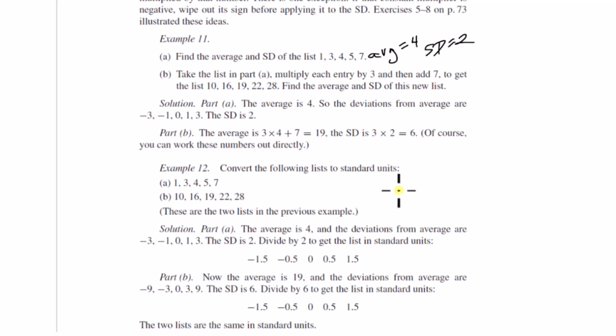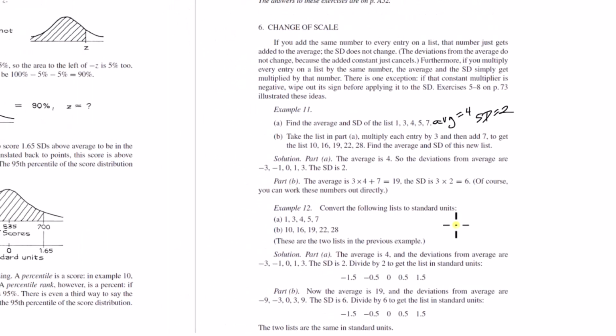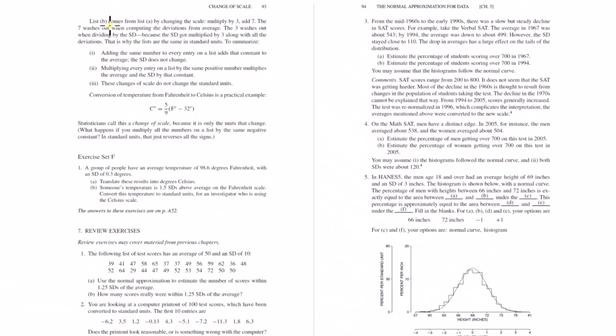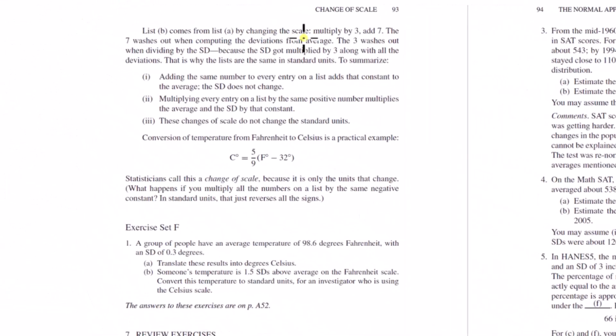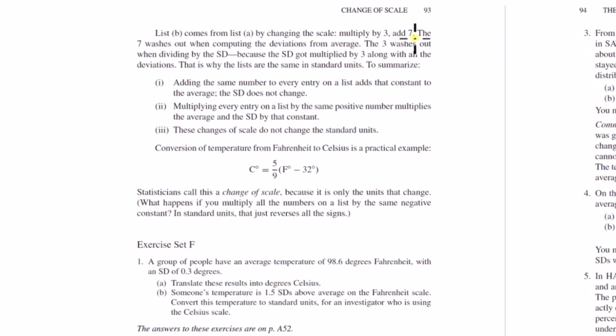If you do any one of these adding, multiplying operations, which are called changes of scale. List B comes from list A by changing the scale, multiplying by 3, add 7. The 7 washes out when computing the deviations from average. The 3 washes out when dividing by the standard deviation, because the standard deviation got multiplied by 3 along with all the deviations. That is why the lists are the same in standard units.